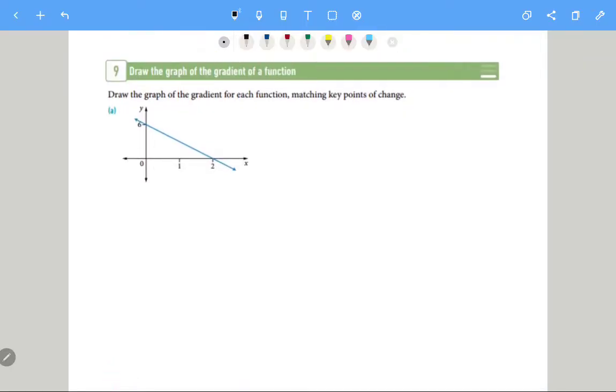Let's apply this then to a situation where we've got a graph. In this case, we've got a simple line. And we can think about what is the slope of this line? Well, it's negative, right? Because it's pointing down to the right. But we can actually calculate it exactly using the gradient formula.